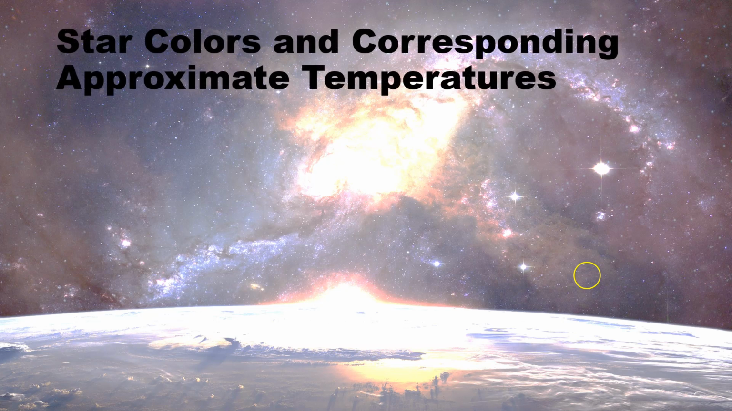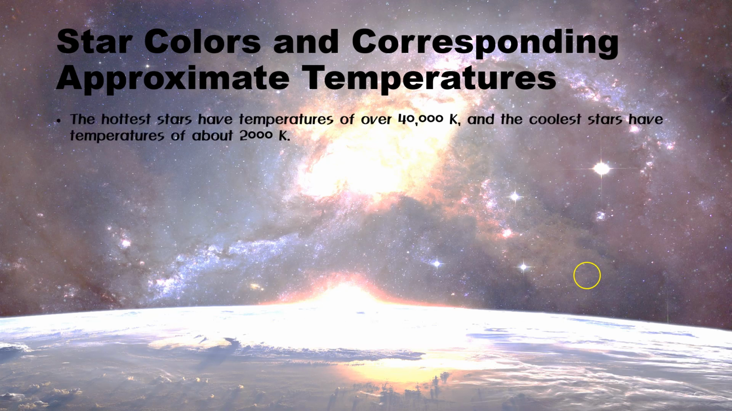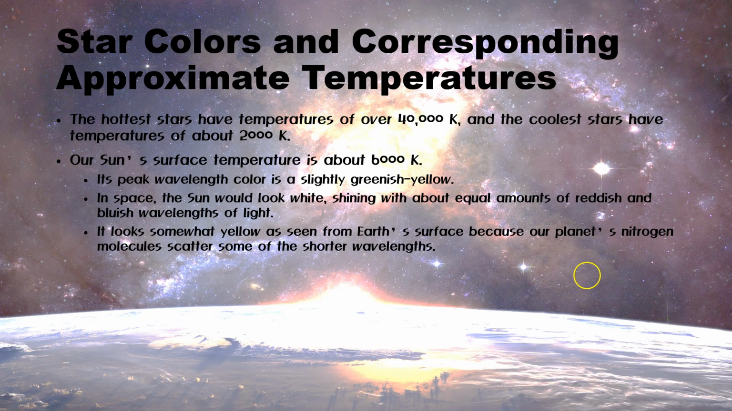Now, star colors do have a correspondence with their approximate temperatures. The hottest stars have temperatures of over 40,000 Kelvin, and the coolest stars have temperatures of about 2,000 Kelvin. Our sun's surface temperature is about 6,000 Kelvin. Its peak wavelength color is a slightly greenish yellow. In space, the sun would look white, shining with about equal amounts of reddish and bluish wavelengths of light. The reason we typically make our sun more yellow is that when we look at the sun from Earth's surface, our planet's nitrogen molecules scatter some of these shorter wavelengths.